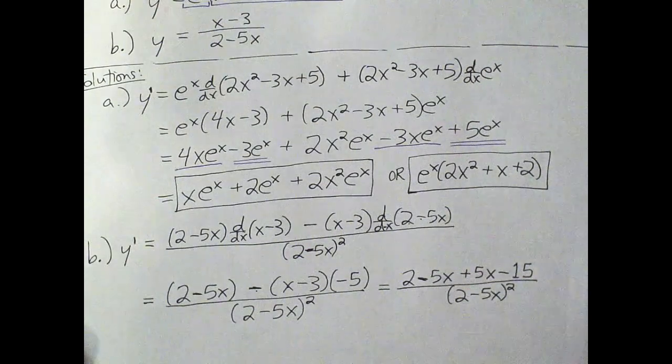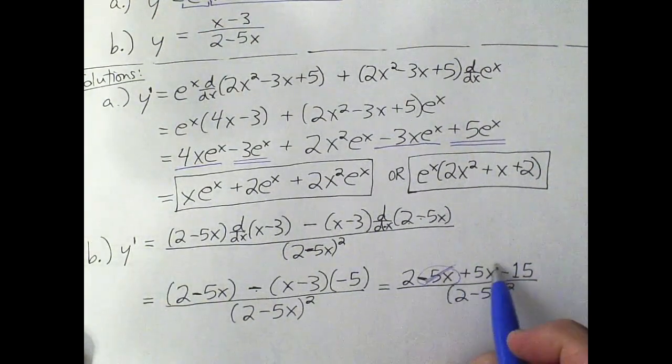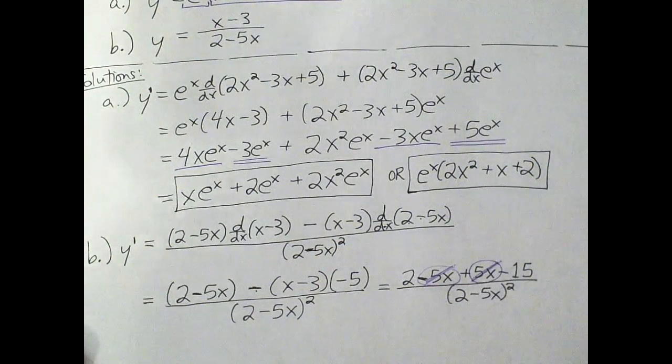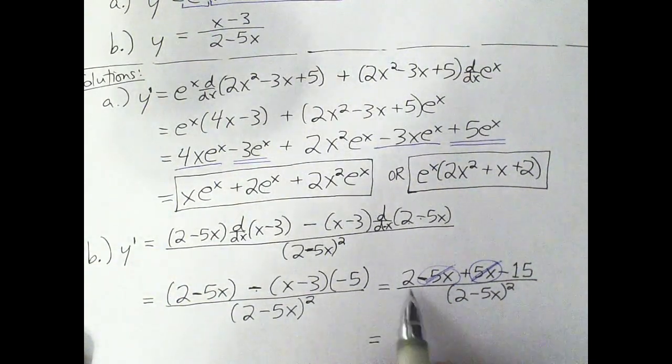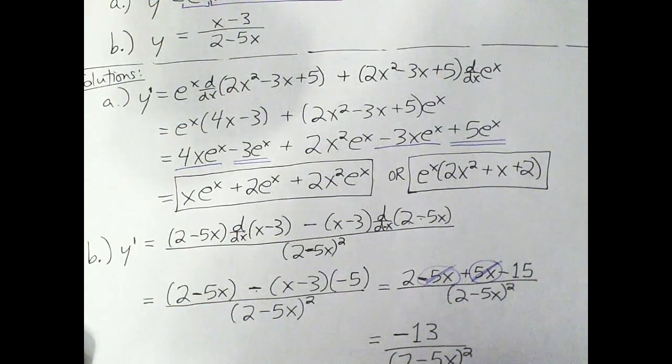Hey, look at that. We have something that cancels. We have a 5x and a minus 5x. And the 2 and the minus 15, they don't cancel, but they definitely combine with each other. 2 minus 15 is minus 13. So that is much simpler than what we had 1 or 2 steps ago. And that's a good answer.